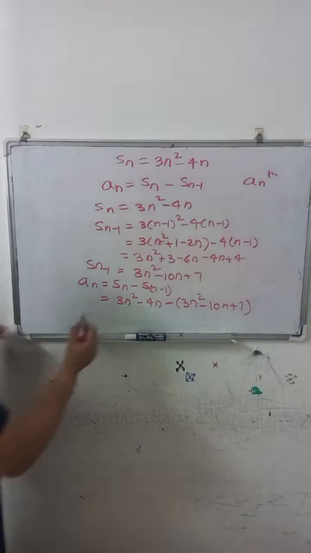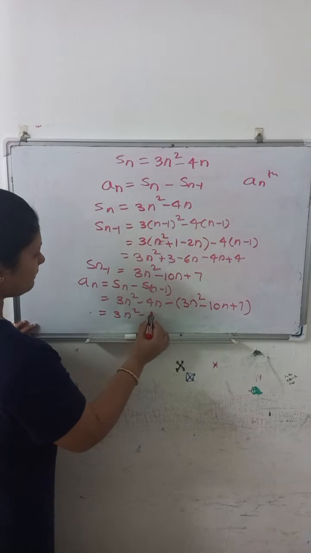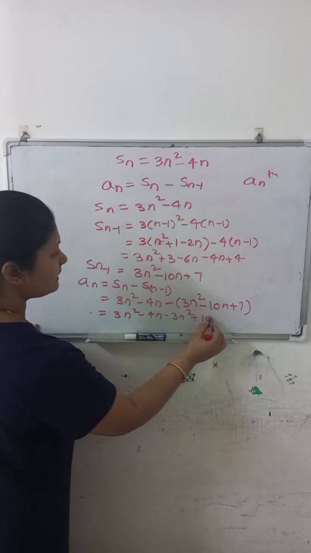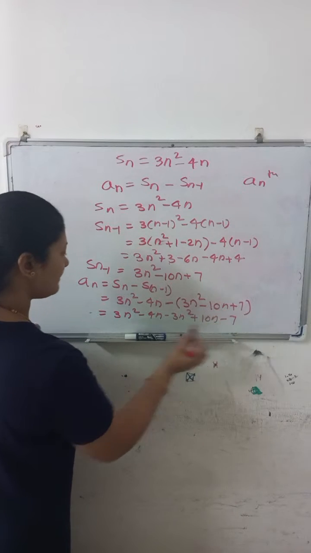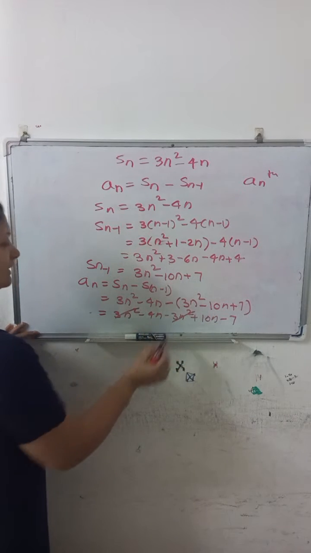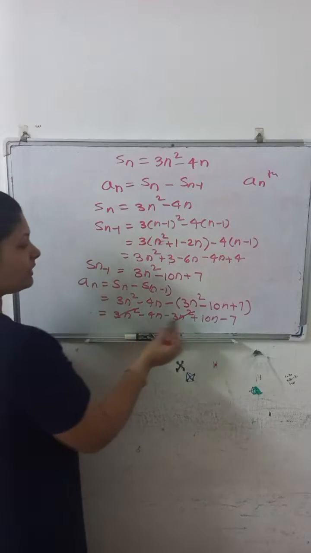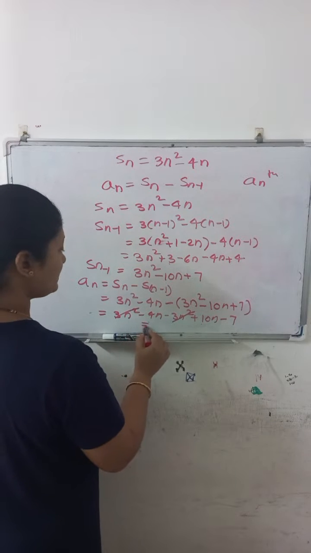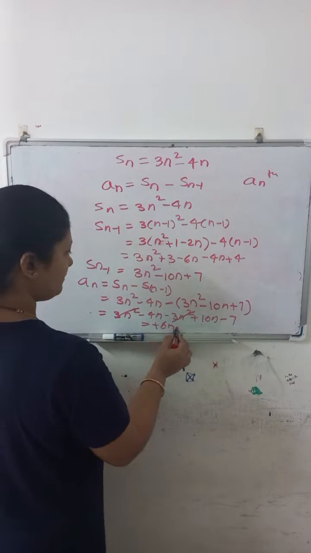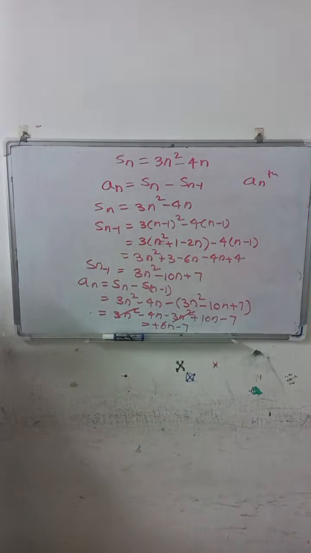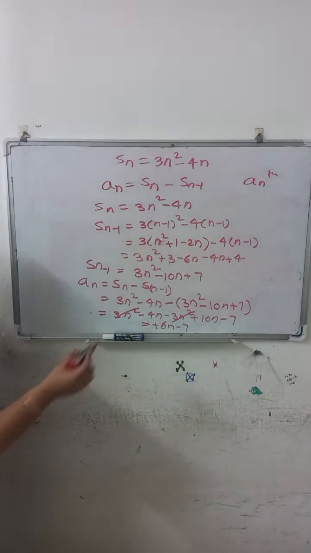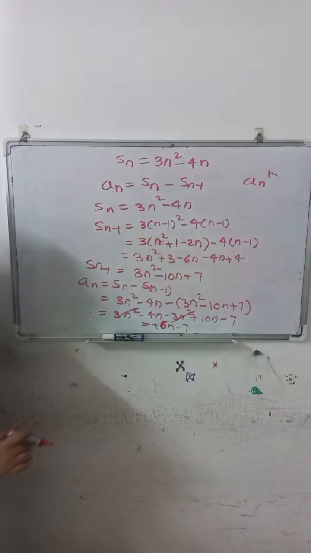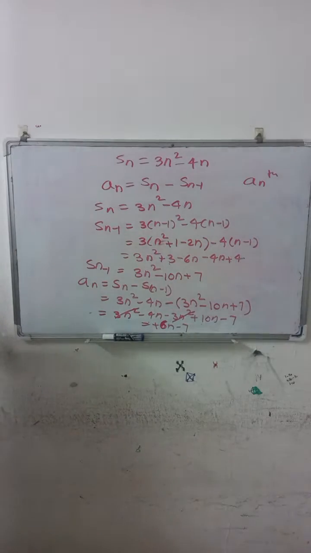Send the negative sign inside the bracket: 3n square minus 4n minus 3n square, minus minus plus 10n, minus plus is minus 7. So plus 3n square minus 3n square get cancelled. Minus 4n plus 10n is plus 6n, minus 7. So here the nth term we get is 6n minus 7. This is also in terms of n. Getting this, how to solve if this kind of question comes.